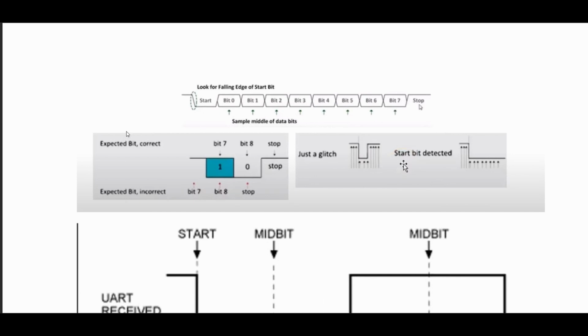For proper communication, we need synchronized modules. Here we can see the expected bit is correct, which is the 1. Now bit 7 is 1 and bit 8 is 0, and then we have a stop command. But if we are not synchronized, bit 8 will be thought of as 1, and then it will think that okay, next should be stop. But that's when the problem comes. This is the case which is not synchronized.